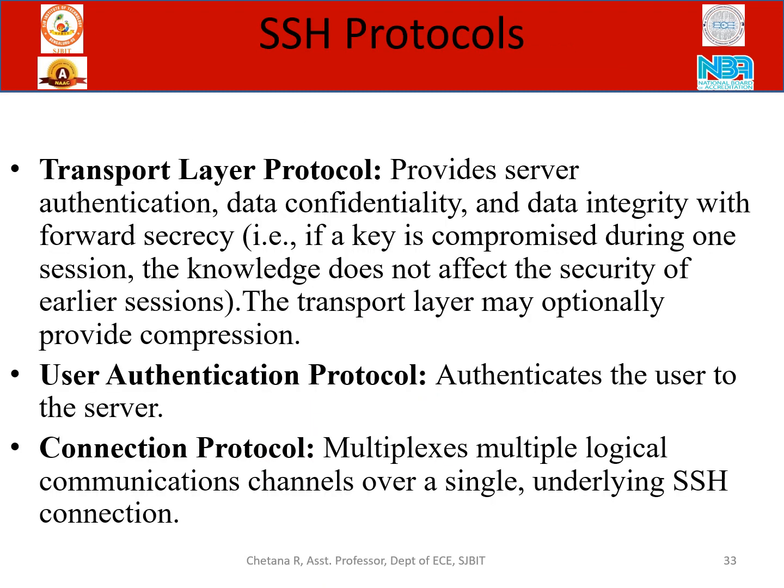So what is the purpose of these protocols? Number one, the transport layer, as we already said, provides server authentication, data confidentiality and integrity along with forward secrecy. That is, if a key is used, it doesn't matter, the key is still safe. Next is authentication with respect to the server, telling about the client's status. Next you have the connection protocol, which does the multiplexing operation.